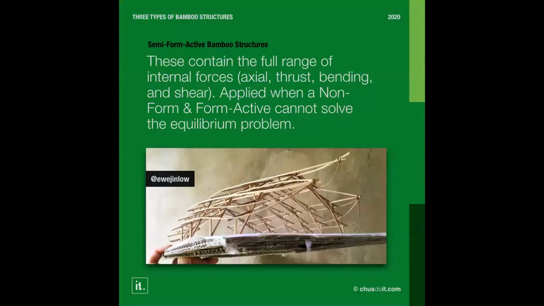The semi-form-active structures contain the full range of internal force types: axial, thrust, bending moment, and shear force. This type of structure achieves greater efficiency than a post and beam structure but less than the form-active structure. It can be adopted because the shape of the building is such that neither a simple post and beam nor a highly efficient form-active structure solves the equilibrium problem.